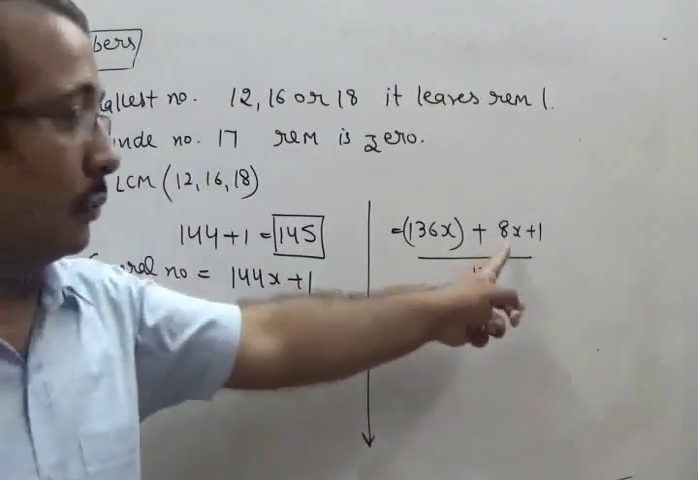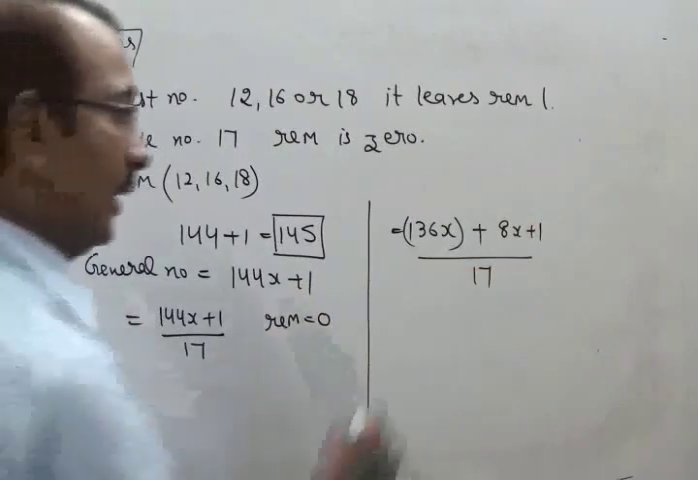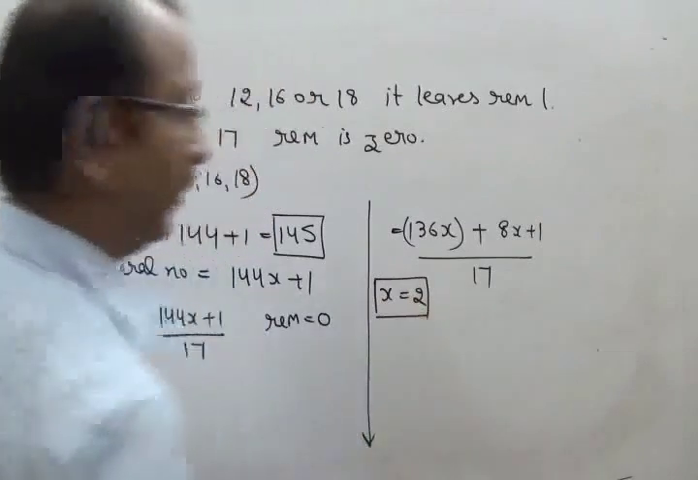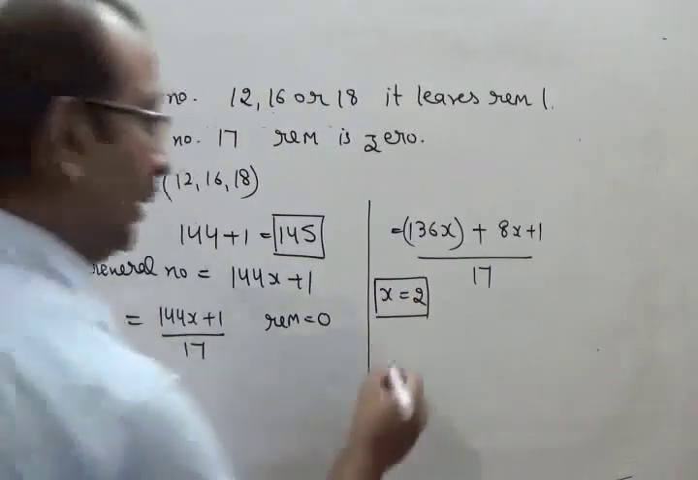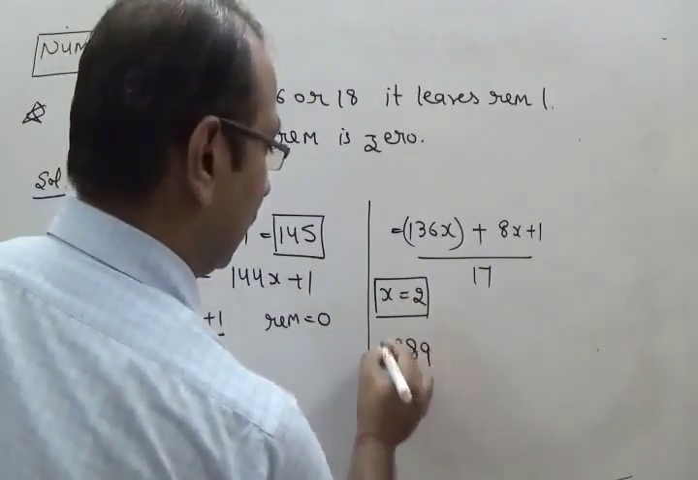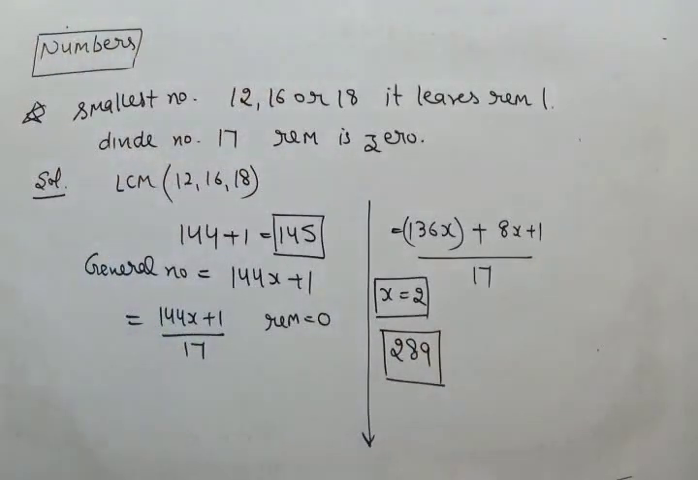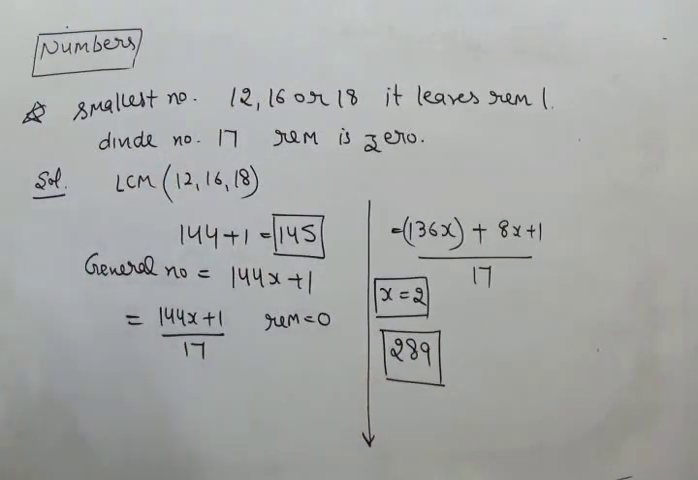Now when I put x equal to 2, you get 16 plus 1, which is 17, and I need my remainder to be 0. So when you put x equal to 2, you get a number which is exactly divisible by 17. Put x equal to 2, and you get 288 plus 1, which is 289. So that is your answer. This is the smallest number which, when divided by 12, 16 or 18, every time leaves remainder 1, and when divided by 17, the remainder left is equal to 0.